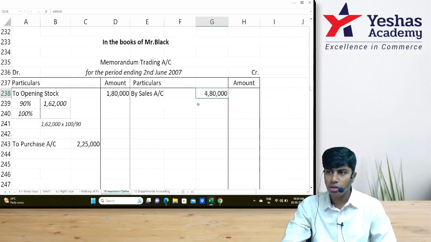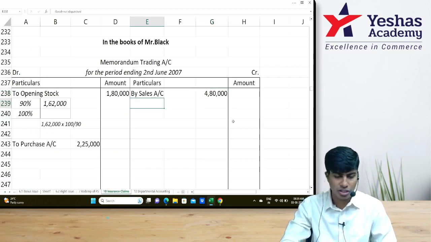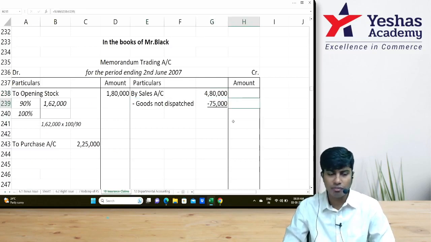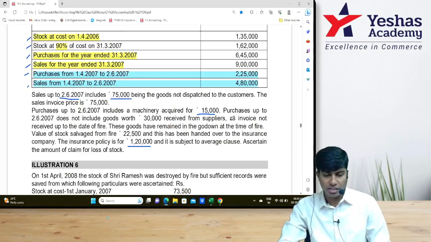What do we do? Deduct it from sales because it is not treated like sales. Am I right? How much do we get? 4 lakh 5,000.